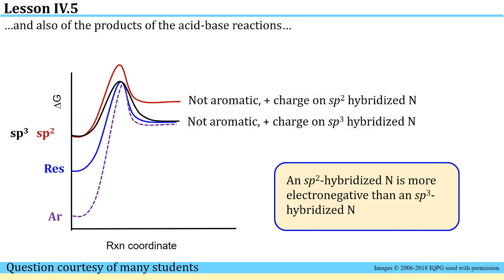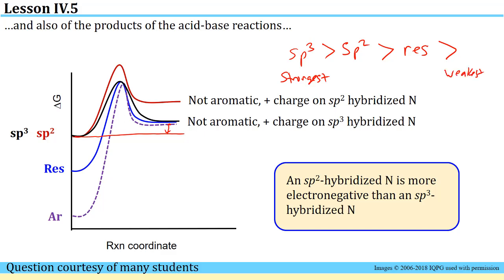So the basicity is going to mirror these trends. The strongest base is the one where you have the most likely reaction, the one where you've lost the least stability. All right, so the sp3 is going to be the strongest base of all of these. The next would be the sp2. The next would be the resonance stabilized one. And the weakest base will be the one that was aromatic, and then you went and took all that aromatic stability away from it.